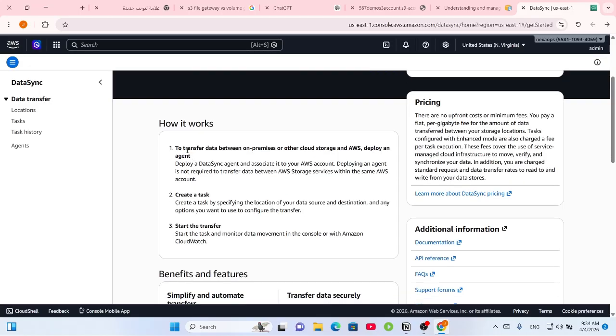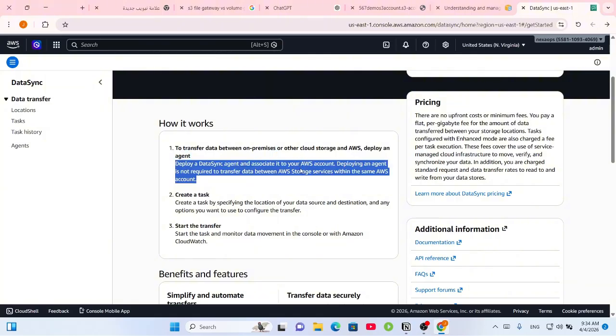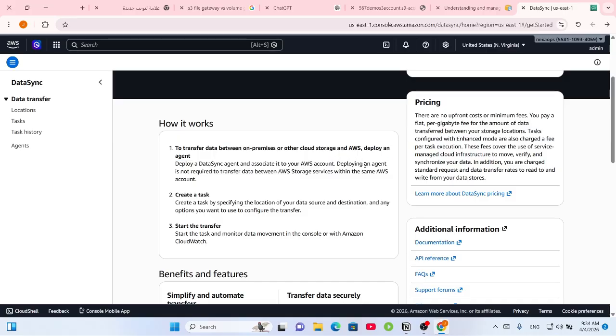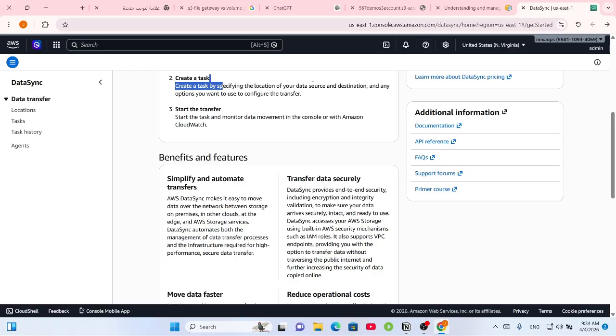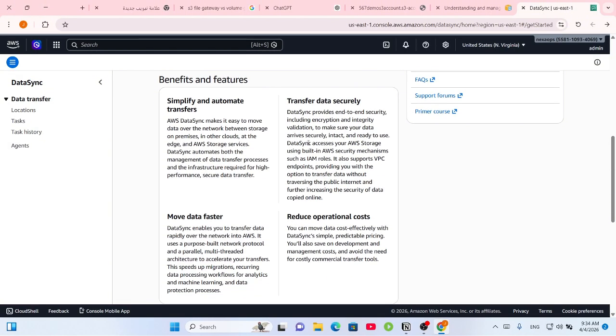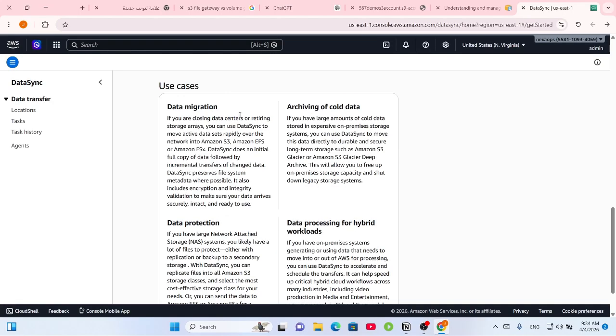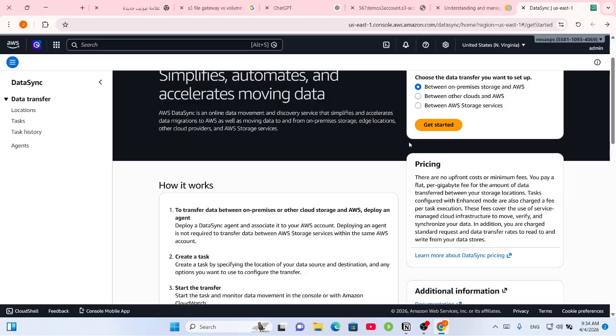So how it works to transfer data between on-premises or other cloud storage and AWS: deploy an agent, deploy the DataSync agent associated with your AWS account. To transfer data between AWS storage within the same AWS account, create a task by specifying the location of your data source and destination. It simplifies and automates transfer, moves data faster, and reduces operational costs.